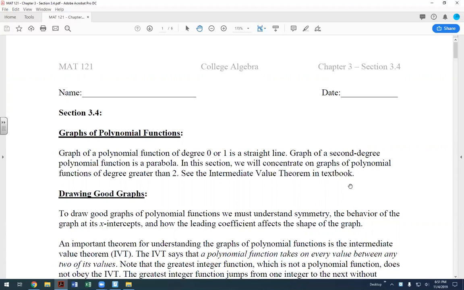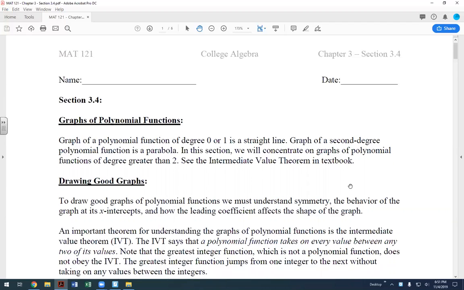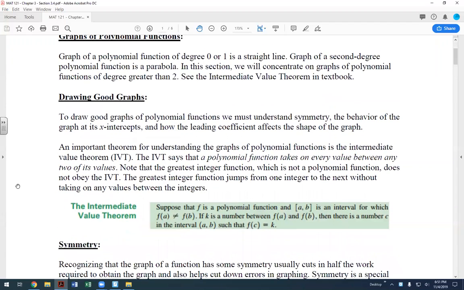Second degree polynomial is our quadratic equation that we saw in the previous chapter and of course the beginning of this chapter, which gives us a parabola. Now what happens when you get into higher degree polynomials, the third degree, fourth degree, fifth degree? Again, how can we go about getting a good graph from some of those?